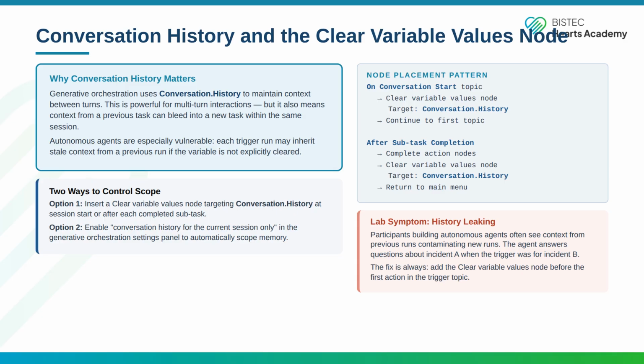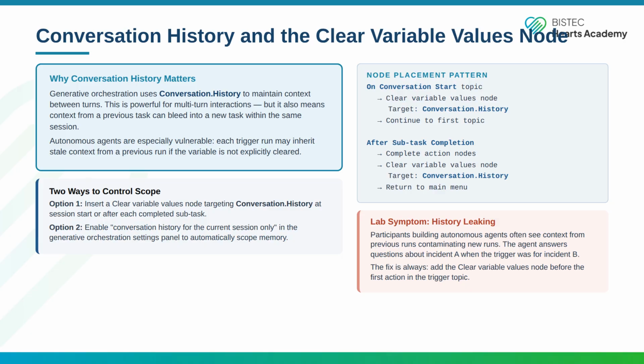Each trigger run can inherit stale context from a previous run if the variable is not explicitly cleared. The agent may reference data from the incident that triggered 2 minutes ago rather than the current incident. In a high-frequency trigger environment, a table that receives hundreds of changes per day, this context bleed produces systematically wrong behavior. The analytics show the agent is executing successfully. It is, but the actions it is taking are based on the wrong context.